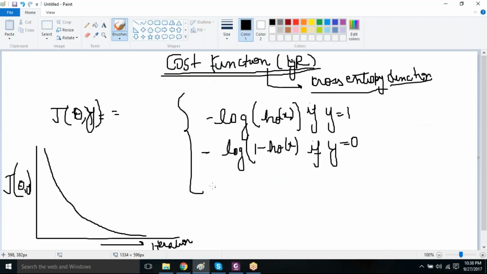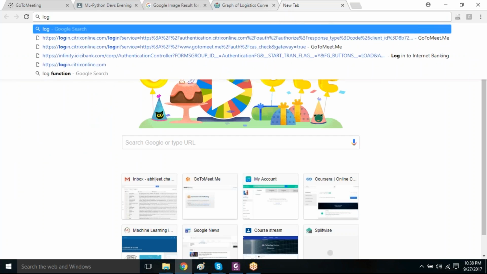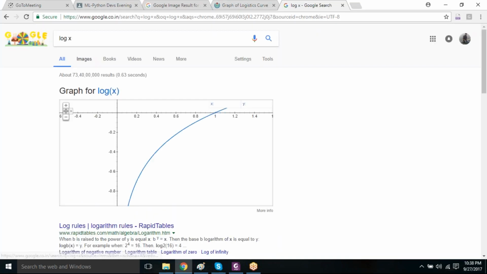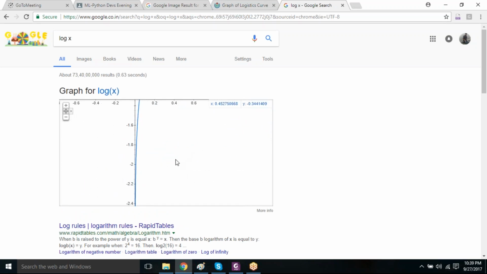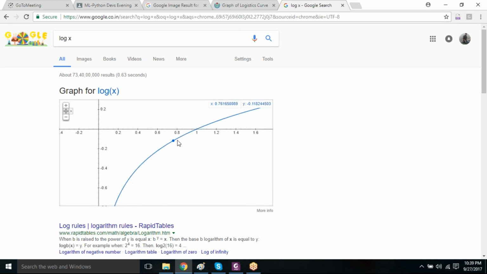Okay, actually you may have questions that how are you making this a convex shape? Yes, this has actually to do with the log property. If you see the logarithmic curves, log x, can you see this is a convex problem? So this is a convex thing. It starts from here and goes here.